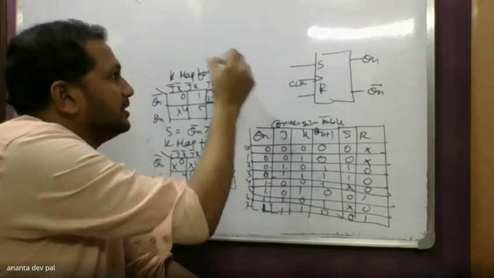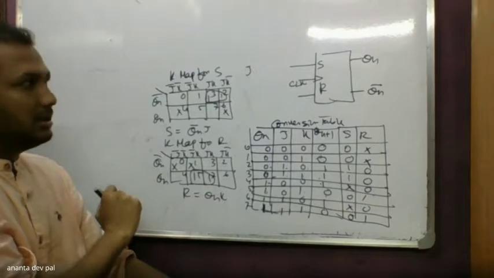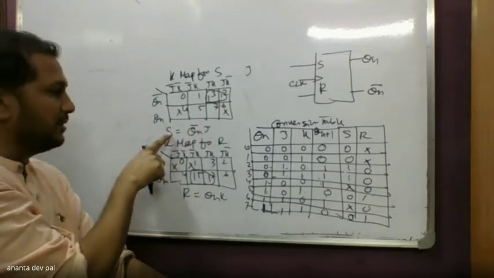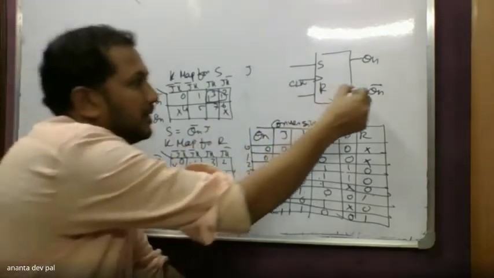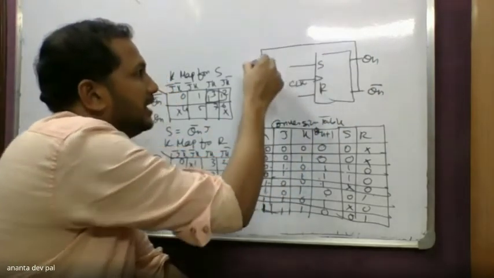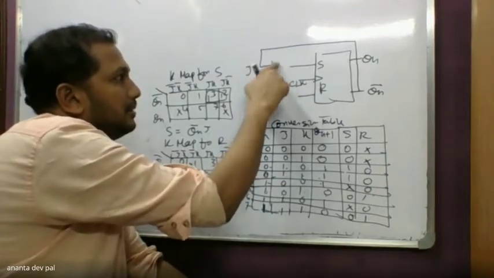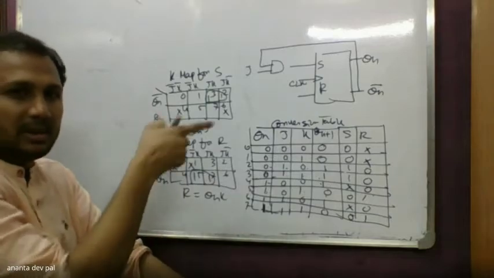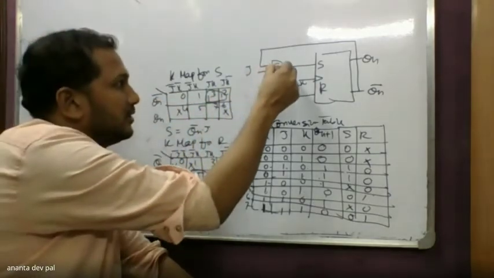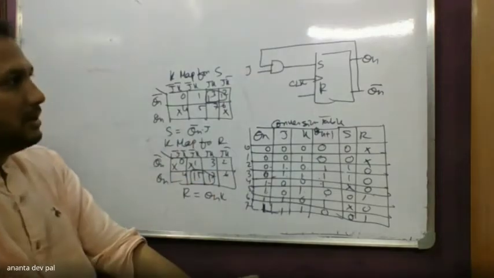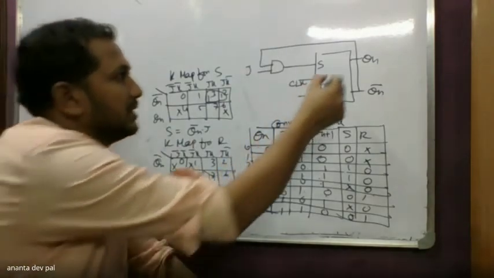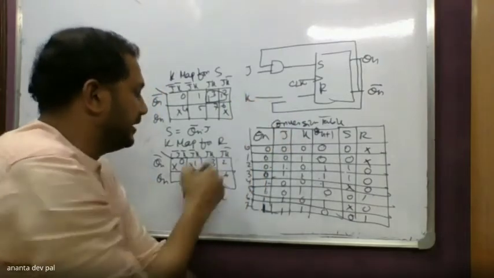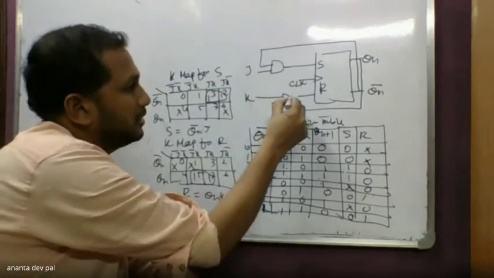Now there is a J input. J equal to, from the K map, S equal to Q bar J. Q bar and J are supplied to the AND gate because there is a multiplication Q bar J. Here we take Q bar and take J, so S equal to Q bar J, and we get S. And R equal to Q K, meaning we take Q and a K input, multiply them, and that reaches R.